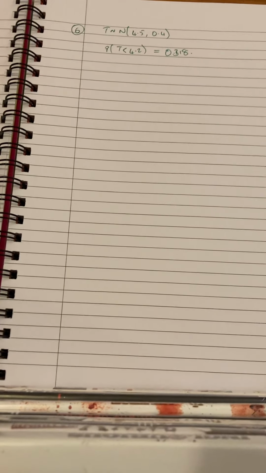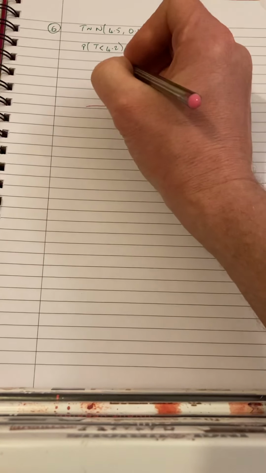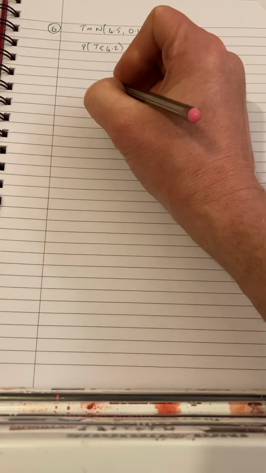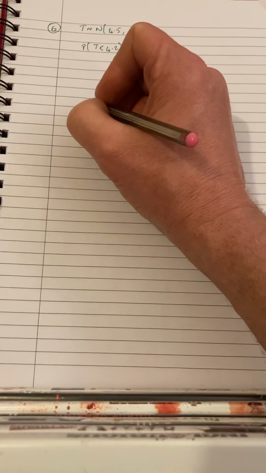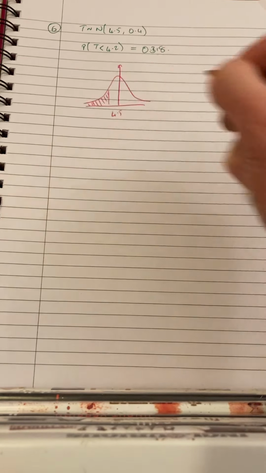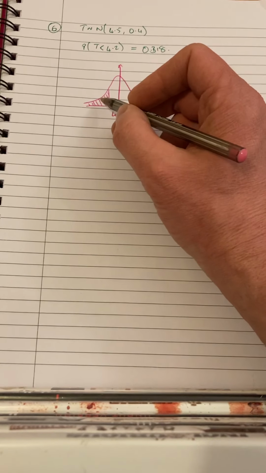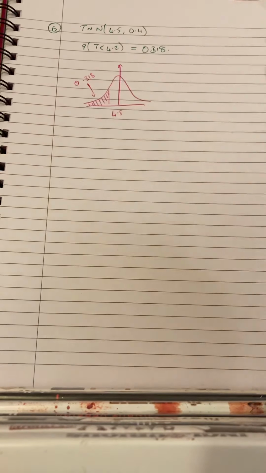I'm just going to draw a little picture of that normal distribution. The mean is 4.5, and it'll look like they always look. I want less than 4.2, so I want this area here. Am I surprised that it's 0.318? No, I'm not. It ought to be less than a half. That's what I was anticipating.